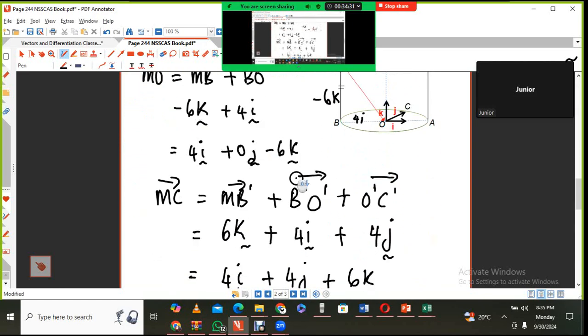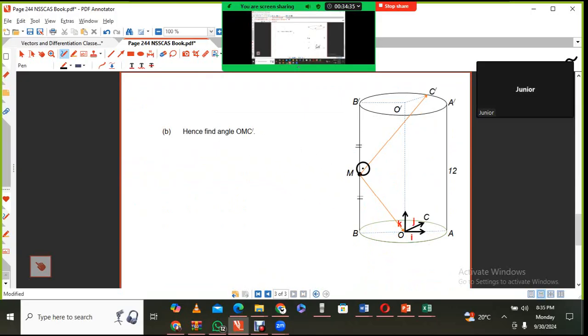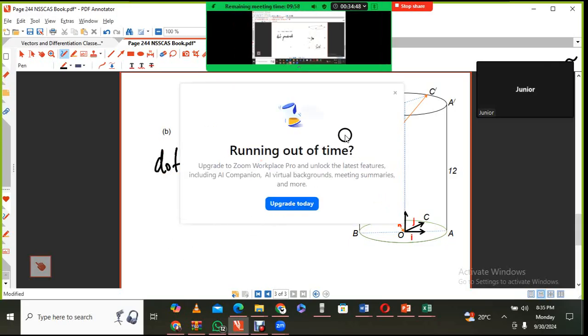All right. Now part B says we have to find the angle. So basically it's this angle here, so I'll call it theta. To find that angle, again, you have to think of the dot product, which I'm going to go into in depth tomorrow. We're running out of time, okay? So let's see.